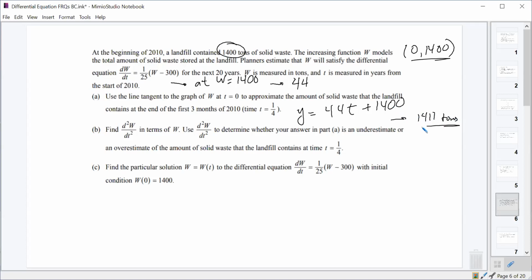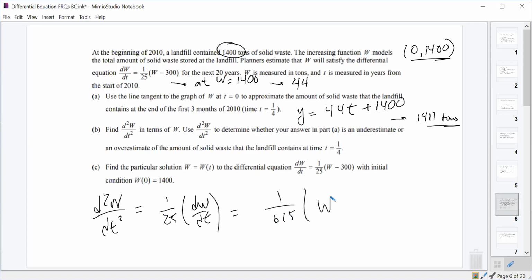All right, did you find your second derivative? No problem finding your second derivative, I hope. Should have been 1/25 of dW/dt, which was 1/625 of (W minus 300). Everybody agree with that? Easy. And we determined that since this trash is increasing, what do we determine? Well, actually, that's not it. It has nothing to do with the increasing. It has to do with our concavity.